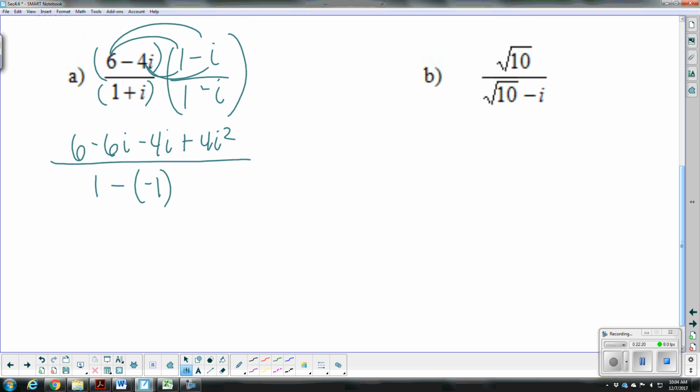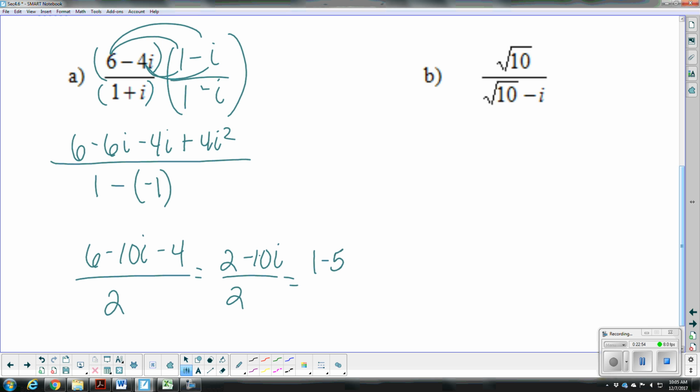So now we have to simplify. So 6 minus 10i plus 4 times negative 1 is minus 4, and that's all over 2. So this is 6 minus 4, which is 2, minus 10i over 2. And then we can divide each term in the numerator by 2 to get rid of our denominator, and we end up with 1 minus 5i.